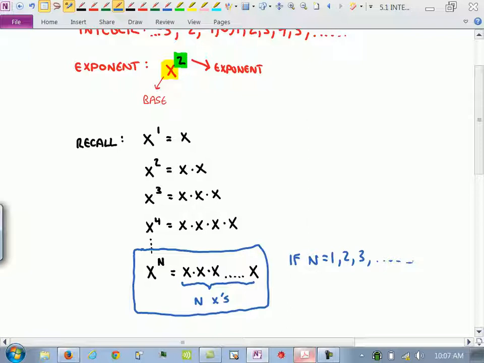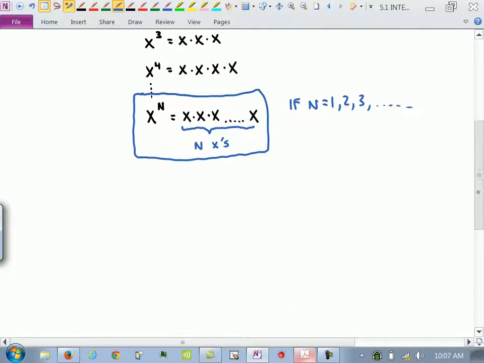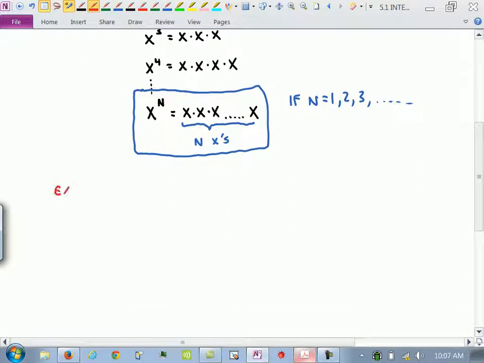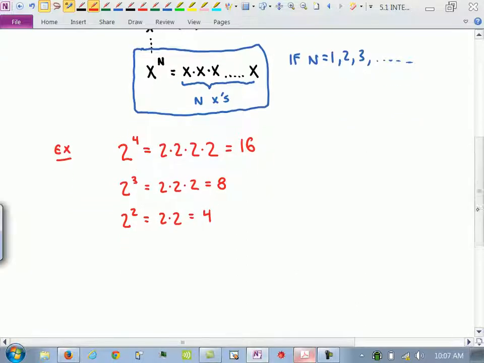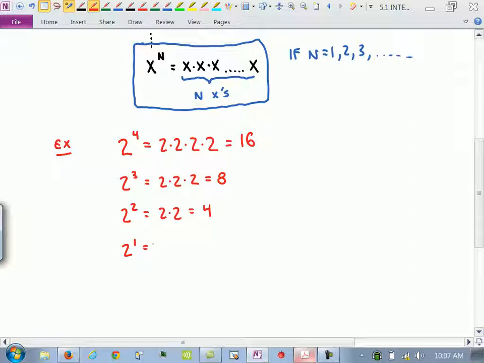Things change. So I want to now move on to an example of this. Okay, you tell me, what does 2 to the fourth mean? 2 times 2 times 2 times 2, right? Which would turn out to be 16. What's 2 to the third? 2 times 2 times 2, which is 8. What would 2 to the second be? 2 times 2, which is 4. What would 2 to the first be? Just 2.